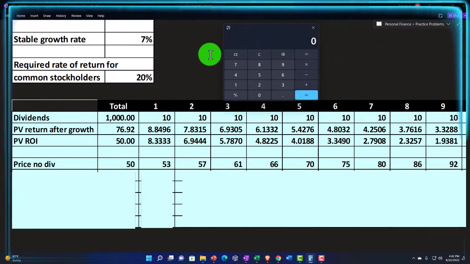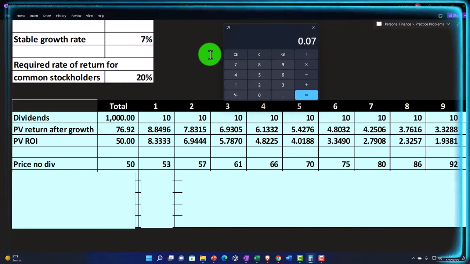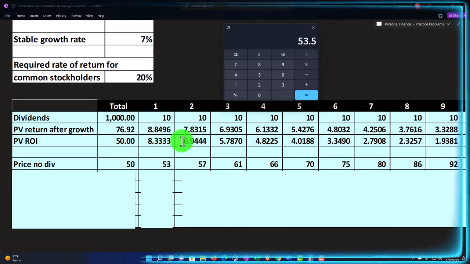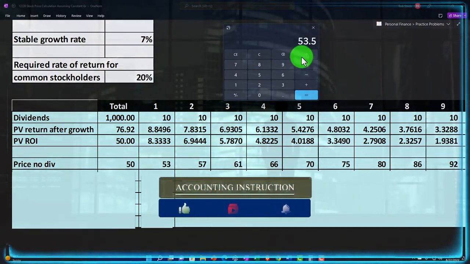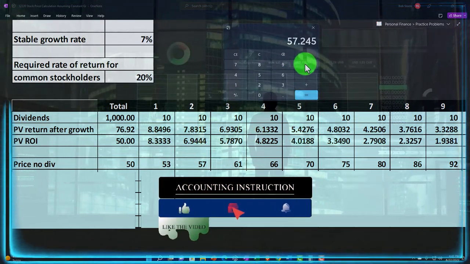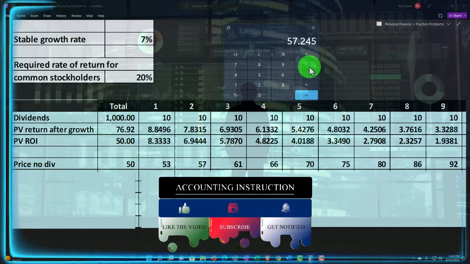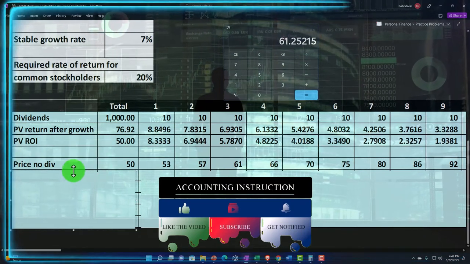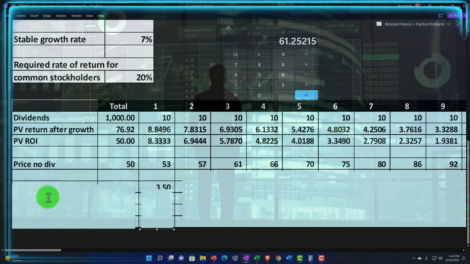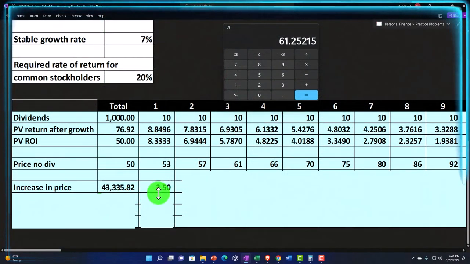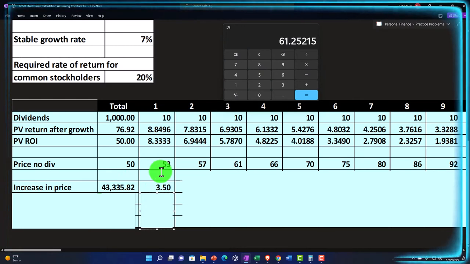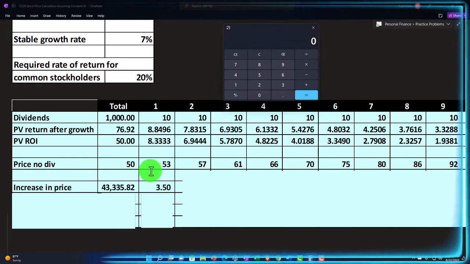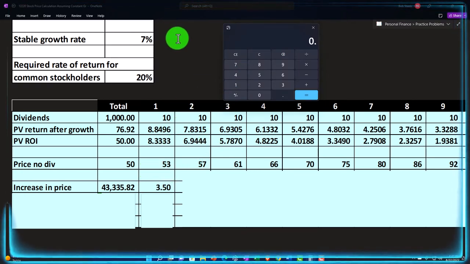Or I can say 100% plus 7% would be 107%, or 1.07 times the 50. That would give us about 53. If I take that and multiply it times 1.07, we get about 57. If I take that times the 1.07 again, you can see the increase that we're getting as we go forward. If I look at the difference between periods, the stock price went up from 50 to 53 because there was a 7% increase. That's 3.5, which you can get by subtracting these two, or by taking the 50 times the 0.07.